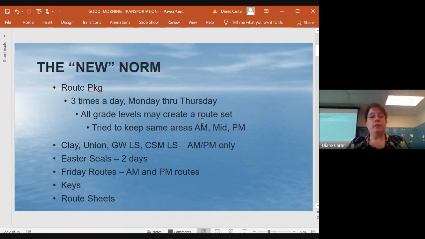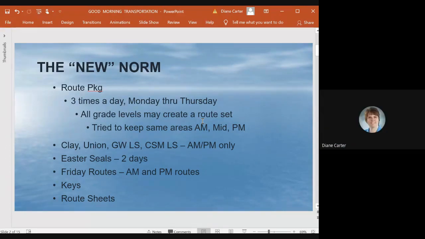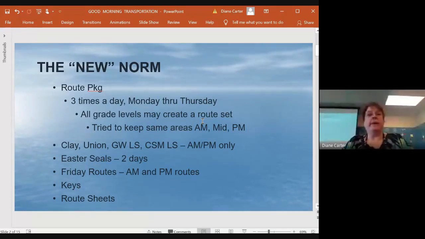That will eventually be posted for 2 days. It'll either be a Monday, Tuesday, or a Thursday, Friday. They haven't let us know which days the young man is going yet, and they won't know that till the end of next week sometime. We also have Friday routes. Those are AM routes. They're like the traditional routes that we normally have.